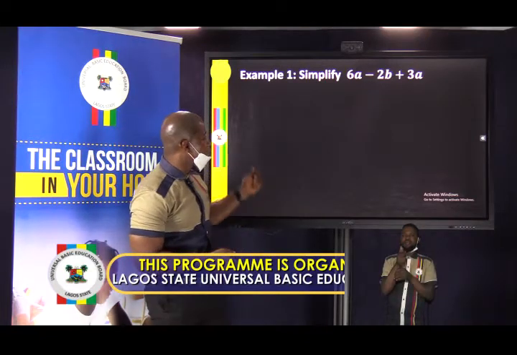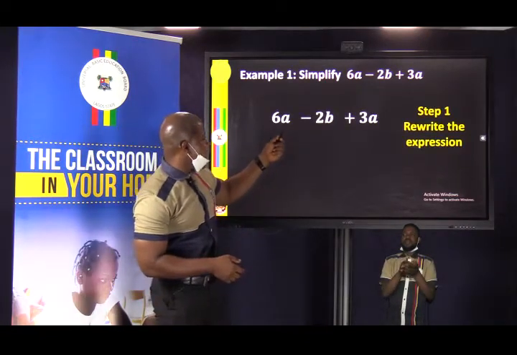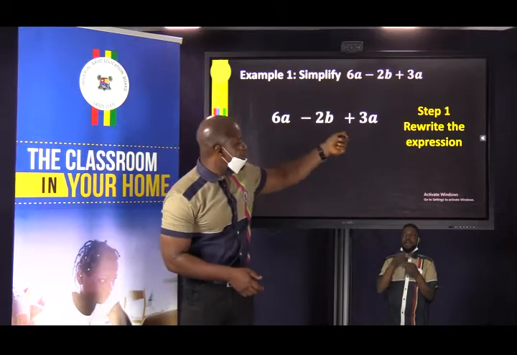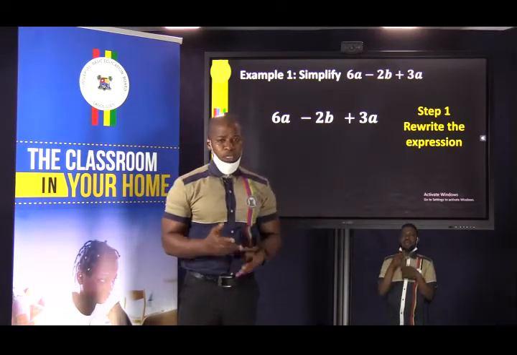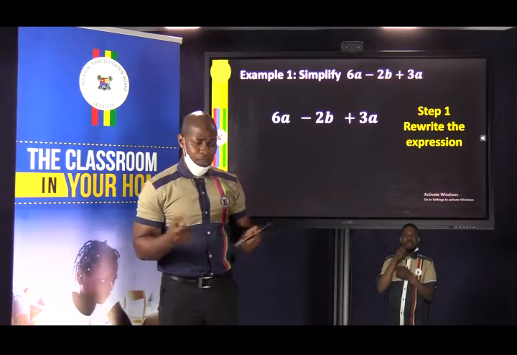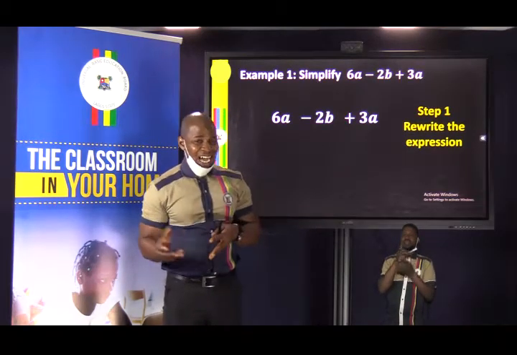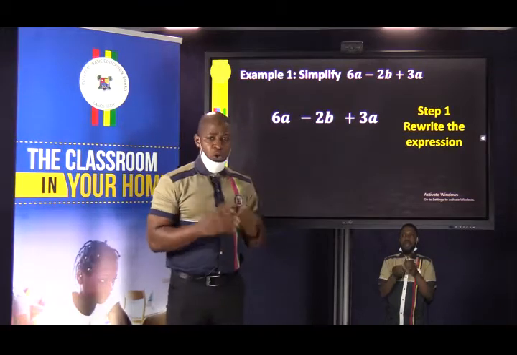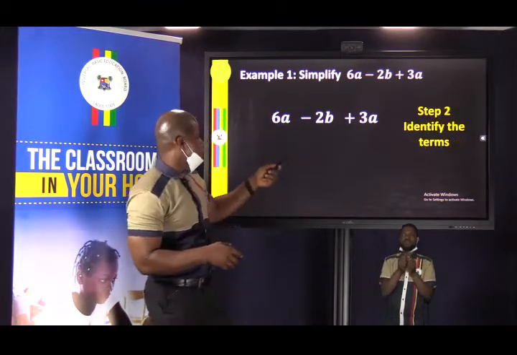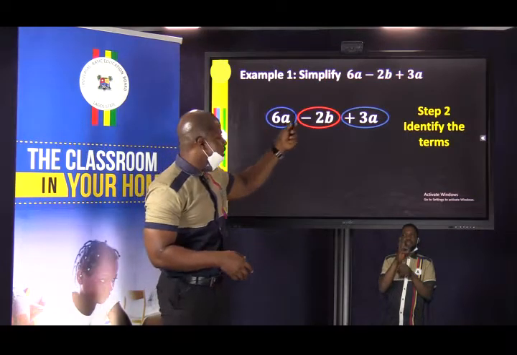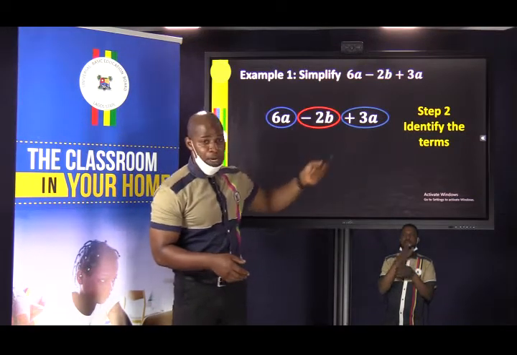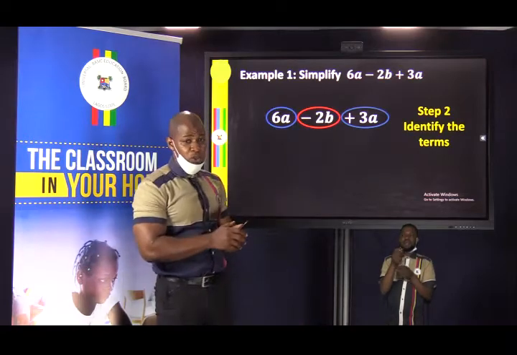And so again, we rewrite the expression: 6 apples minus 2 bananas plus 3 apples. That's saying I have 6 apples. Now from 6 apples, remove 3 bananas. Of course, that's not going to be possible. Then add 3 apples. So altogether, what do we have? Well, here it goes. Identify the terms, and in this case the terms are 6a, then minus 2b, then plus 3a. Remember that the sign is always on the left.